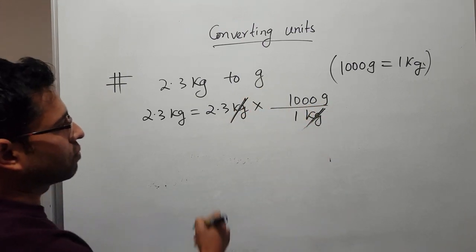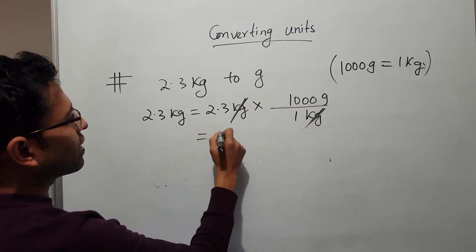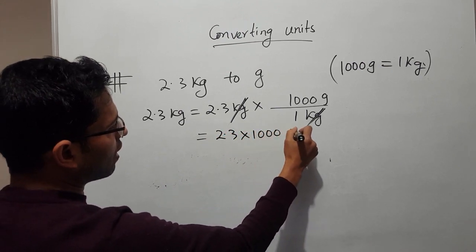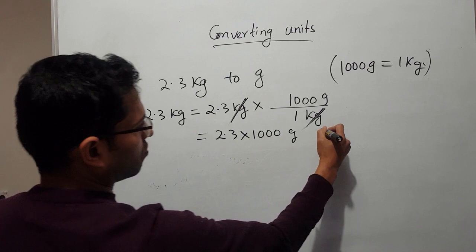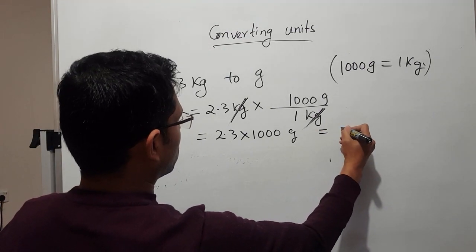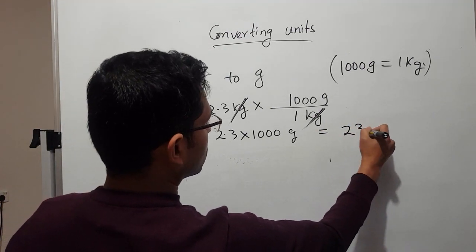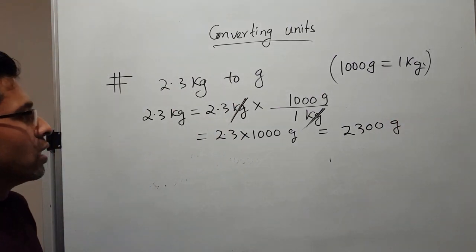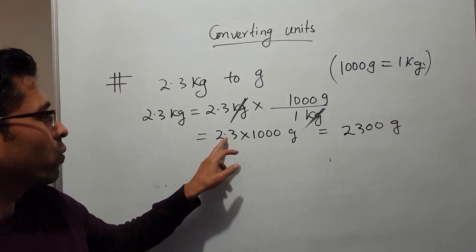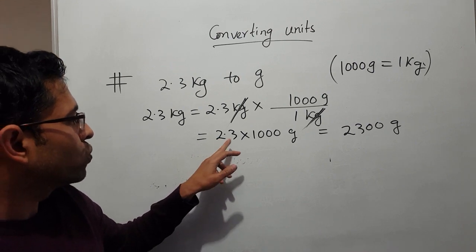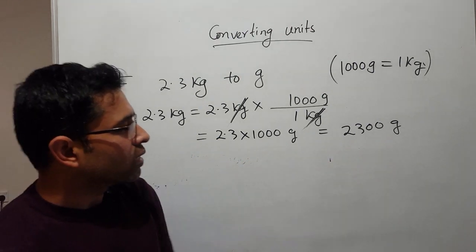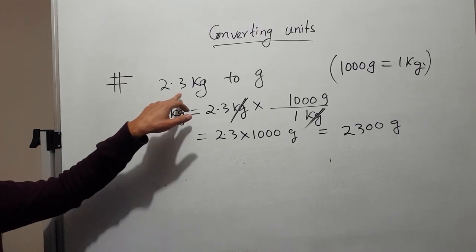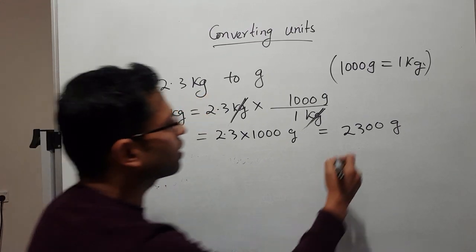So now we end up with 2.3 times 1000 gram, which is 2300 gram. So 2300, because the 1 decimal point cancels one of the zeros, it would be 23 and 00 will be there. So 2300 gram is equivalent to 2.3 kilogram. So this is our answer.